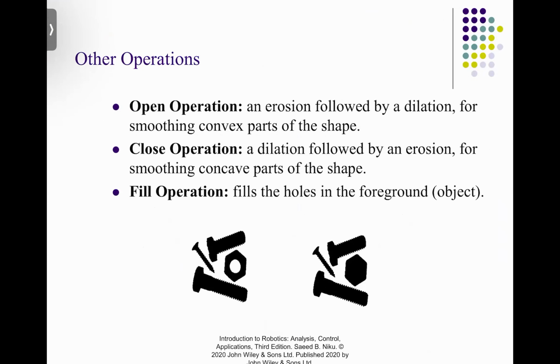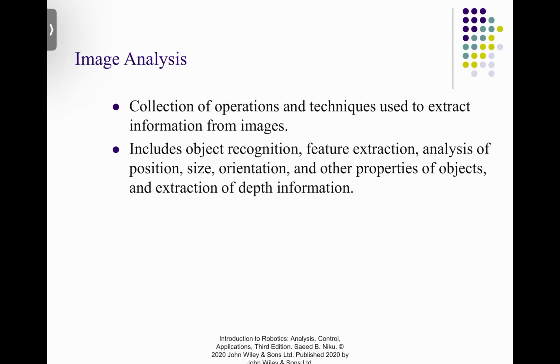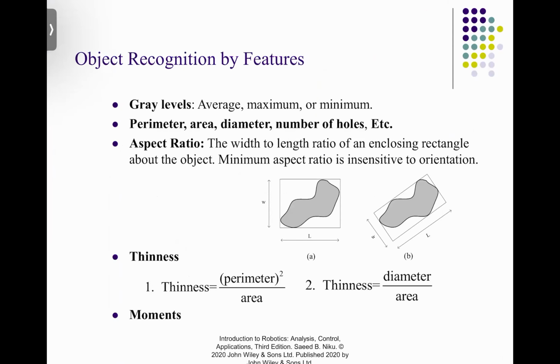There are other operations. You have something called the open operation, close operation, fill operation. Again, these operations are manipulating the pixel values depending upon the connectivity, depending upon different algorithms, and so on. And then when you do the image analysis, you are going to perform recognition, extraction, position analysis, orientation, and so on. And there are different mathematical algorithms that would allow you to perform this type of analysis. The one example that I showed you, the blob detection, is one of the image recognition analysis algorithms.